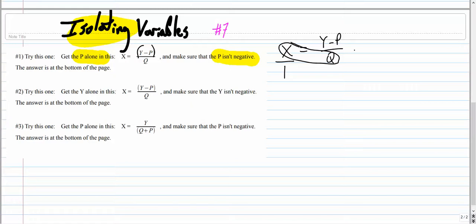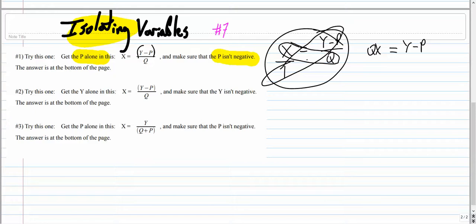So x times q, that's qx. I'm only writing qx because q comes first in the alphabet. I mean, really, you could write xq if you wanted to. And then 1 times anything is anything. So qx equals y minus p. So what this cross multiplying thing did for me was it got everything on one line, which is kind of the way I like it.